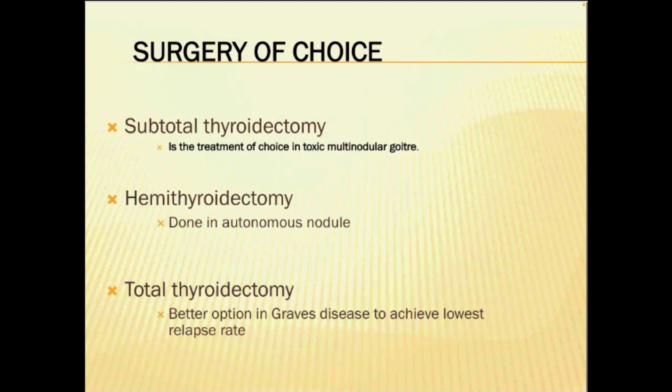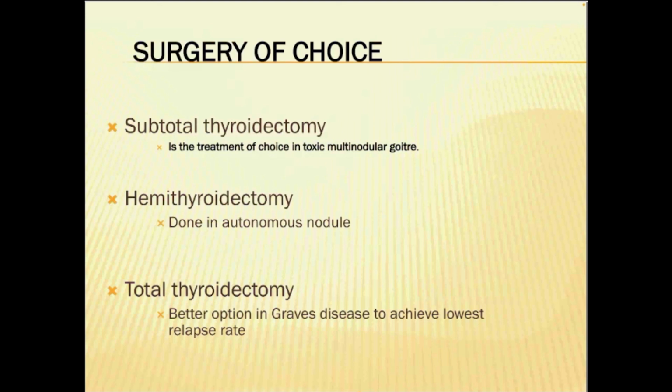So, what are the surgeries of choice? Usually we go for subtotal or near total thyroidectomy. Near total thyroidectomy is preferred. And what is hemithyroidectomy? It is usually done in an autonomous nodule. Only one part of the gland, either the right lobe or the left lobe, along with the isthmus, is taken in hemithyroidectomy. In total thyroidectomy, the entire gland is removed.